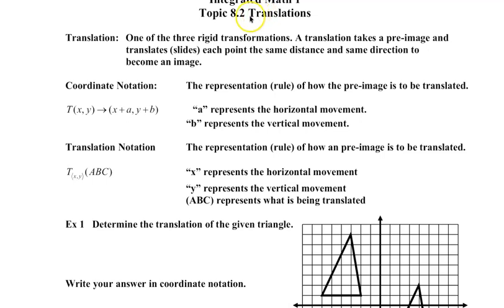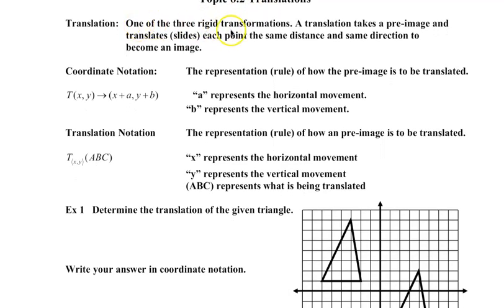In this lesson, we're going to talk about translations. Translation is one of the 3 rigid transformations, the ones that don't change the size or the shape of the figure. Translation takes a pre-image and slides it to a new image. So it translates it, it slides it, moves each point the same distance in the same direction to become the new image.